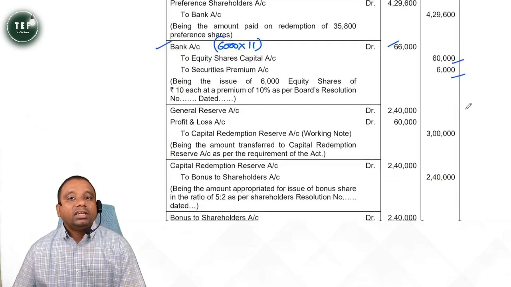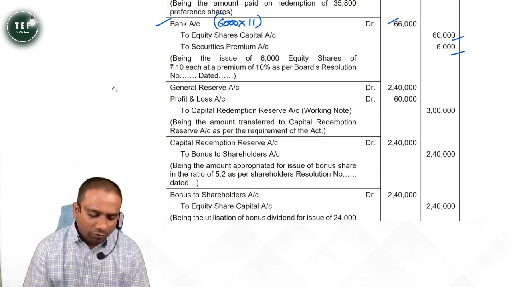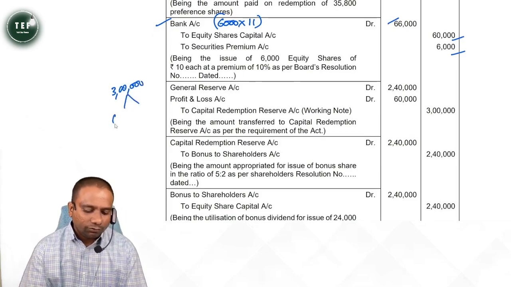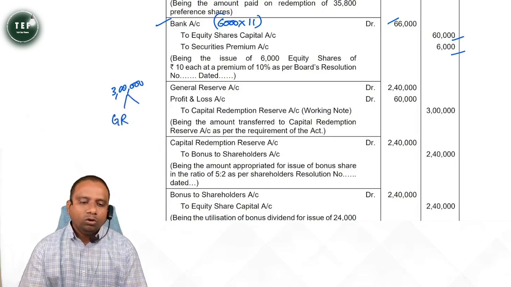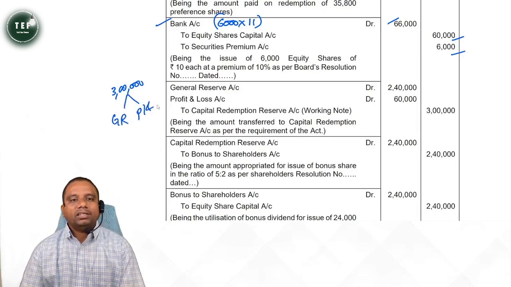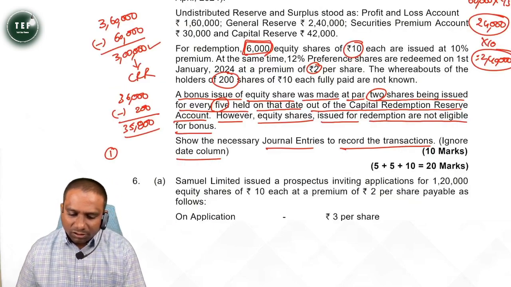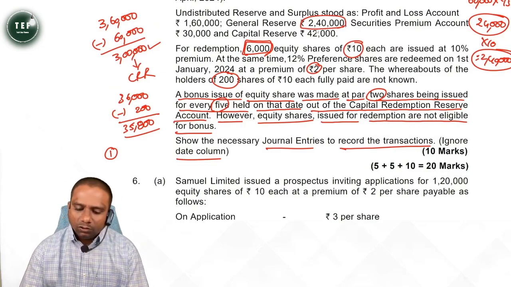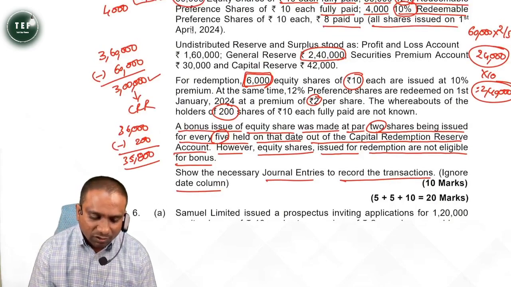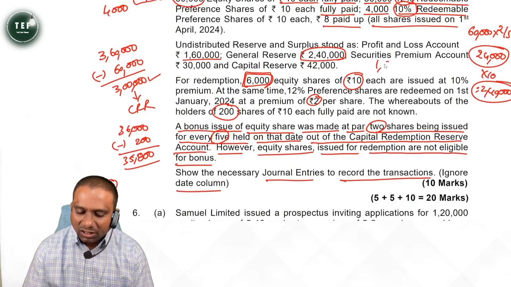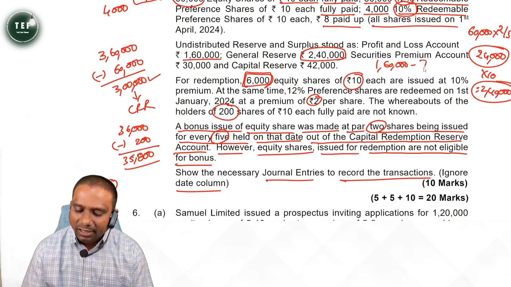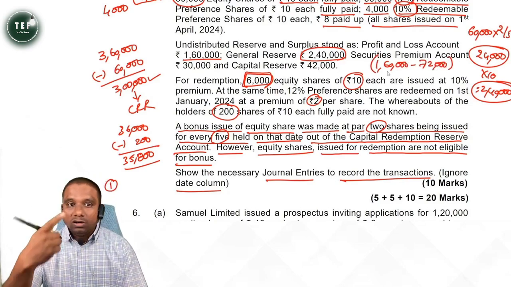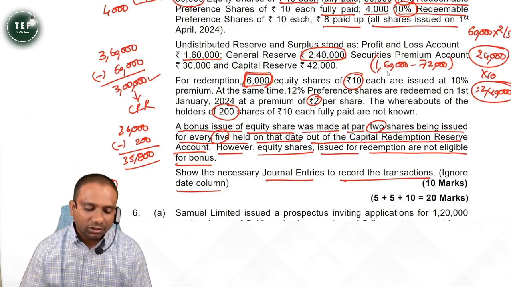Next, creation of CRR. For how much amount do we have to create CRR? 3 lakhs. For creation of CRR, what is the source? First, check the general reserve. If the amount is not sufficient, check the P&L account balance. In this problem, how much general reserve account balance do we have? 2,40,000. Utilize the 2,40,000 in total. Then look at the P&L account balance. P&L account balance we have 160. Out of 160, first keep the amount for setting off premium on redemption of preference shares. This is important, students.